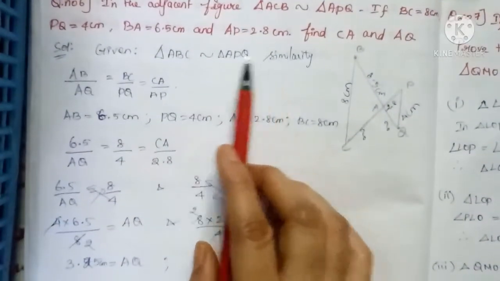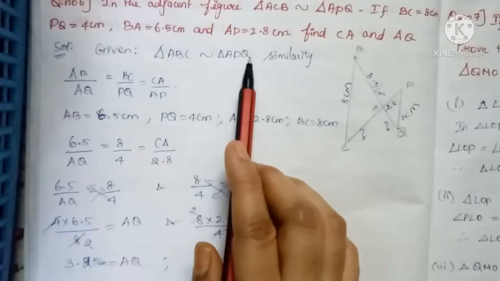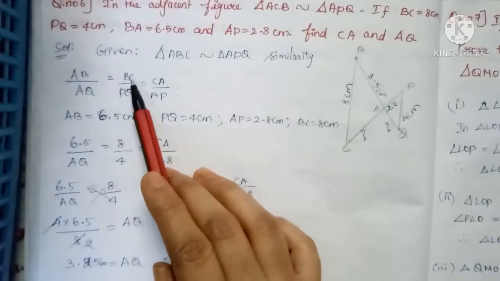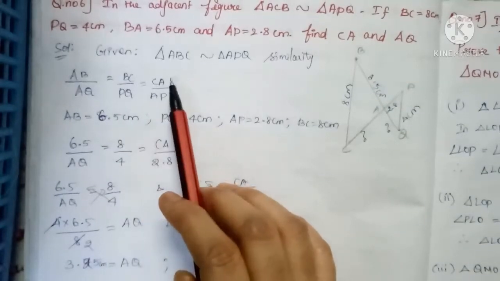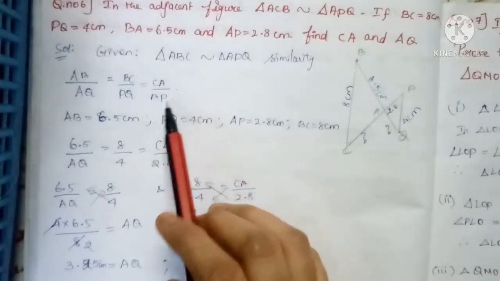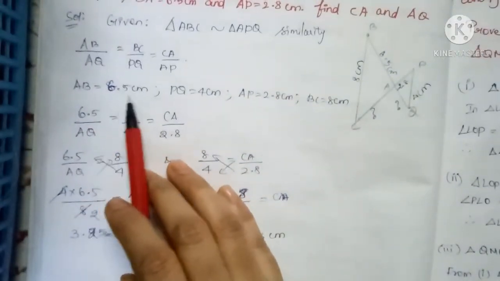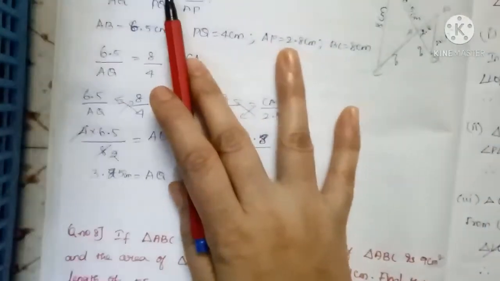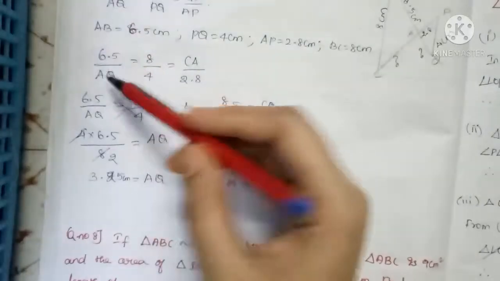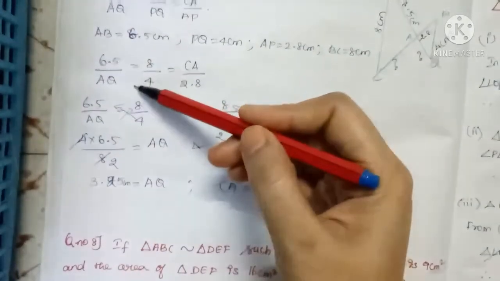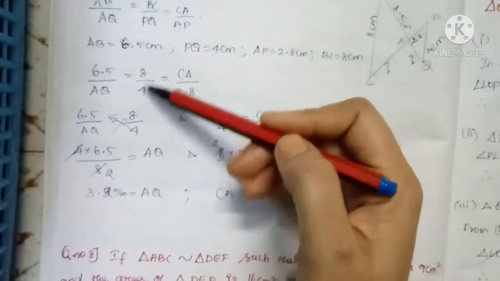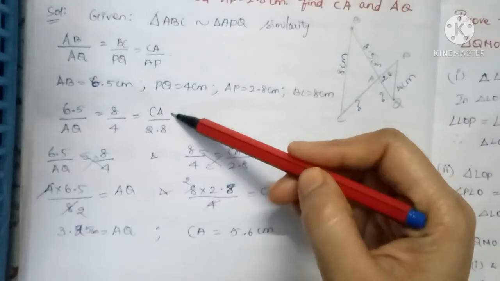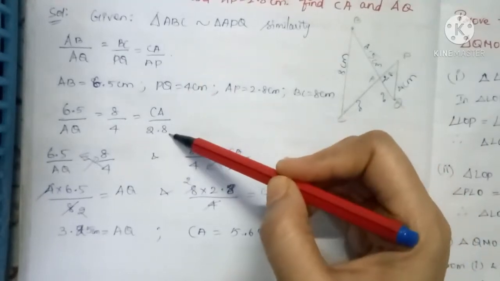Take this as the AA similarity criterion, because in triangles ABC and APQ, angle A is common. So AB by AQ is equal to BC by PQ is equal to CA by AP. Now take AB is equal to 6.5 centimeter. These are the values given in the question, so you just substitute them. AB is 6.5 divided by AQ is equal to BC is 8 divided by PQ value is 4 is equal to CA. We don't know the value of CA, so write it as it is, divided by AP is 2.8.